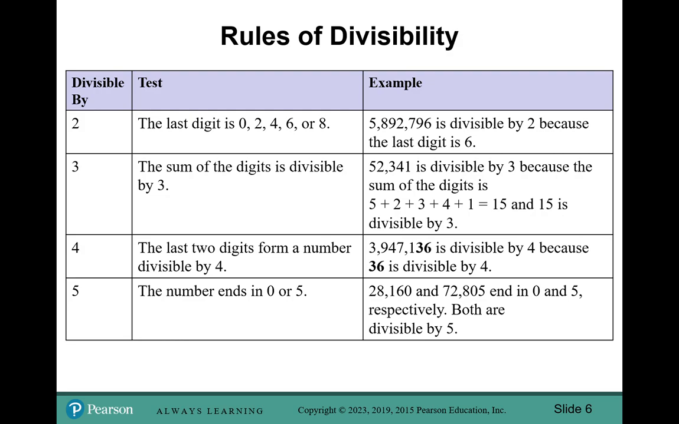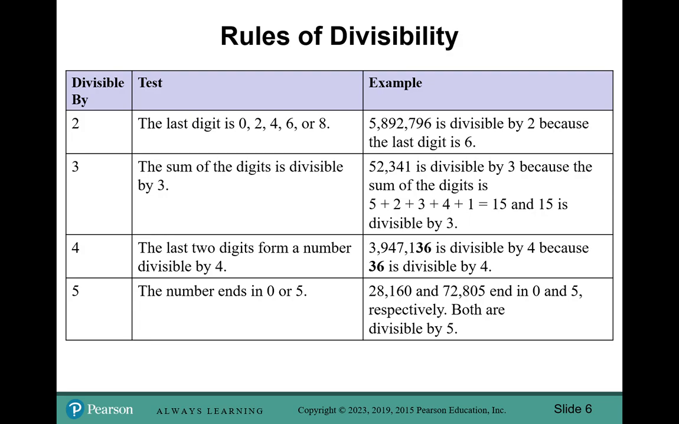The rule for divisibility by 3 is the sum of the digits is divisible by 3. If the sum of the digits is divisible by 3, then the number itself is divisible by 3. So 52,341 is divisible by 3 because the sum of the digits, 5 plus 2 plus 3 plus 4 plus 1, is 15, and 15 is divisible by 3. Therefore, the overall number, 52,341, is also divisible by 3.